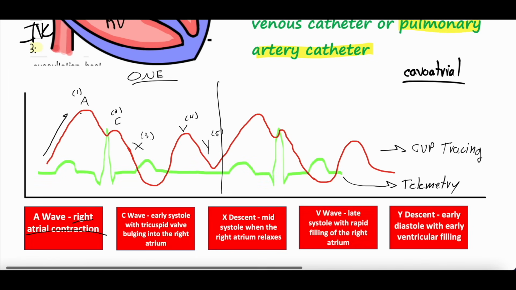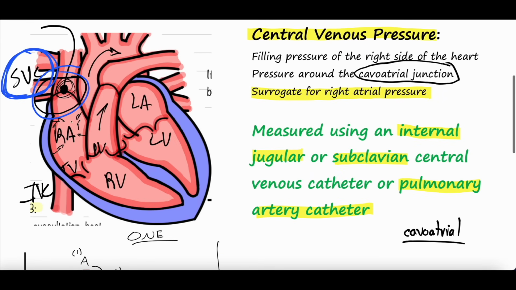Now what happens is you get that peak, and then you start to descend until you get this little blip, this little increase again, this C wave. And the C wave is early systole with the tricuspid valve bulging into the right atrium. So if you need to picture that, the right atrium finished squeezing. Maybe we'll erase some of this to make it easier to visualize with less scribbles.